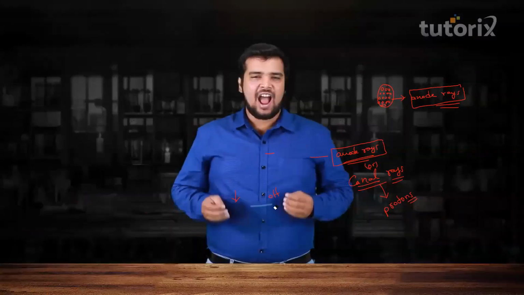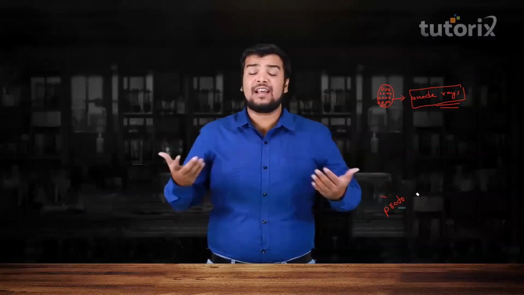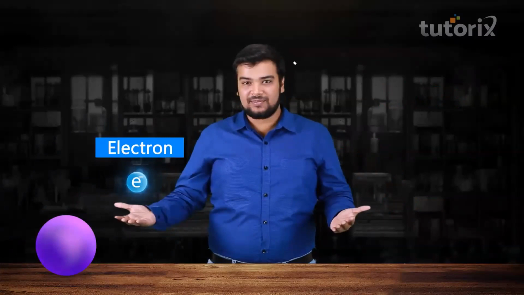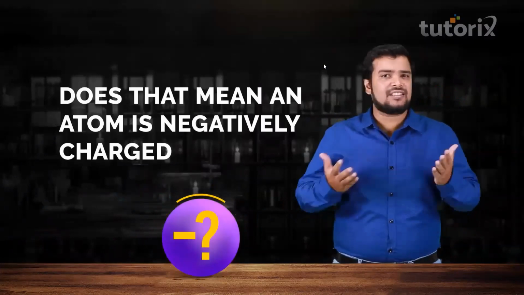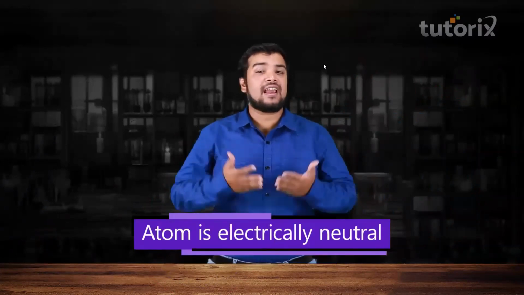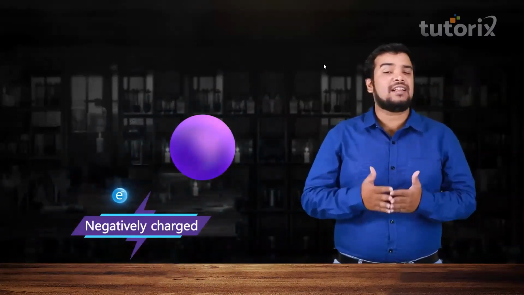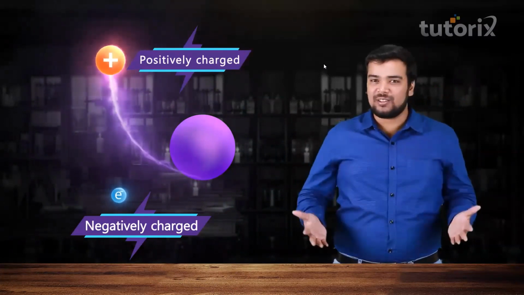Hey guys, I hope you had fun learning about all the experiments which led us to the discovery of the first subatomic particle, the electron. We learned that atom is made of negatively charged electrons. But does that mean that atom is negatively charged? Obviously no. We know that atom is in fact electrically neutral. So, to counterbalance the negative charge of electron, there must be something inside the atom which is positively charged. How do you think scientists would have found out?